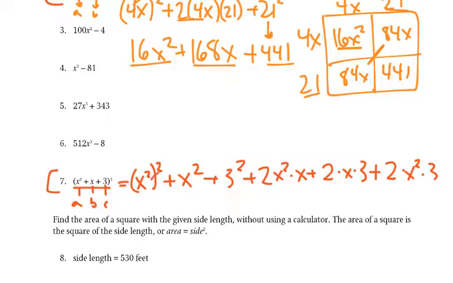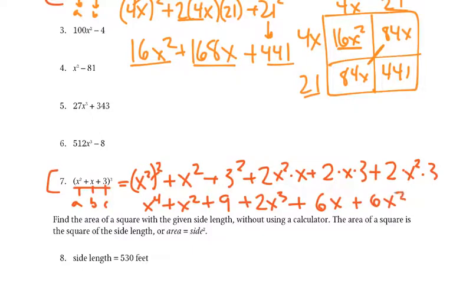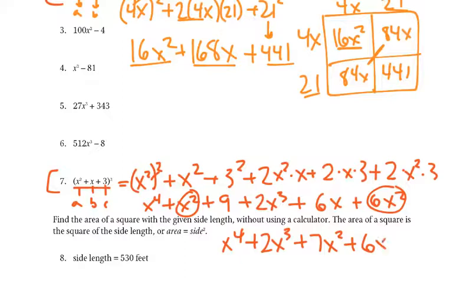Then we simplify. That would be x to the 4th, plus x squared, plus 9, plus 2x to the 3rd, plus 6x, plus 6x squared. Then combine any like terms we have, which it looks like we just have the square terms. So it would be x to the 4th plus 2x cubed plus 7x squared plus 6x plus 9. And that's where we would end up.